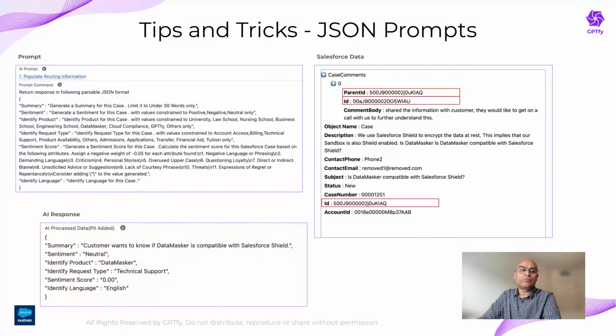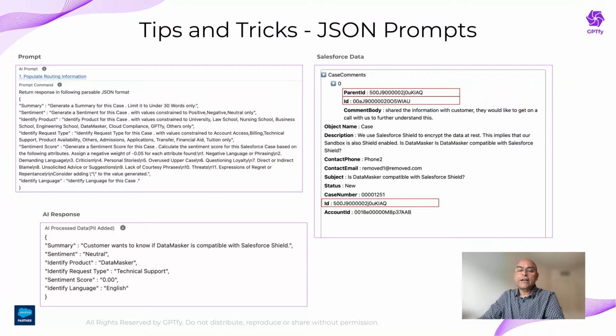So you can see on the left side I have a prompt, and I'm explicitly writing: return response in the following parsable JSON format. So my prompt itself is very, very typecasted. I'm saying exactly how I want the result to be: a summary and a sentiment, and the description of the summary and the sentiment, and all of that.